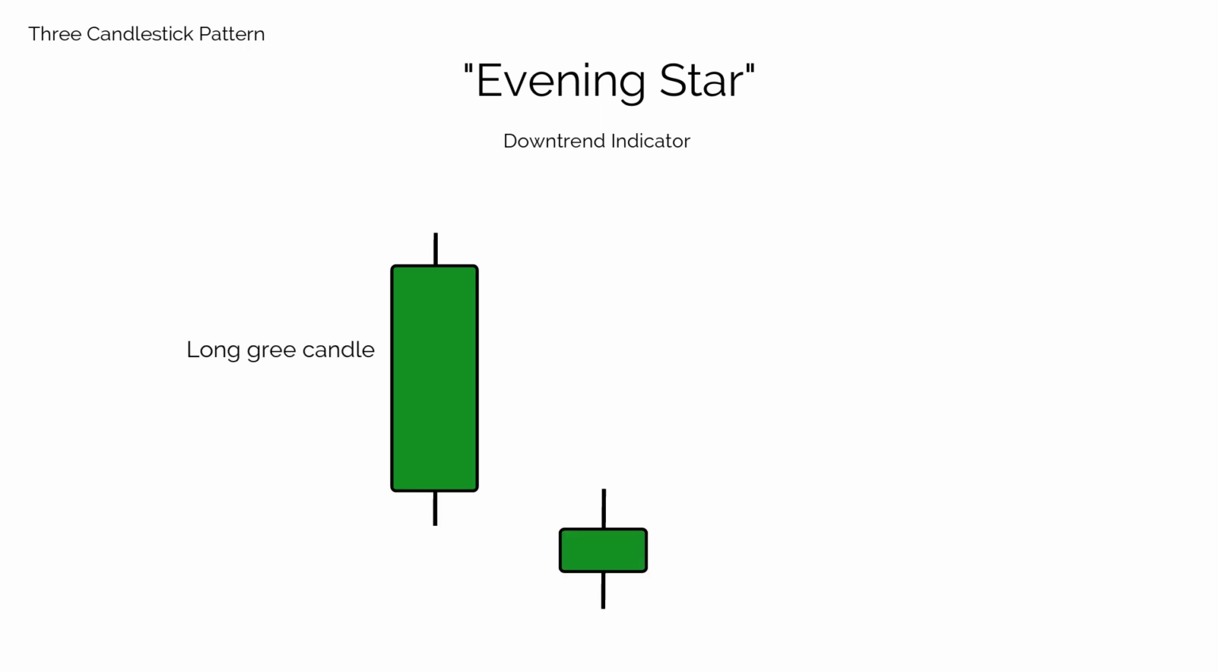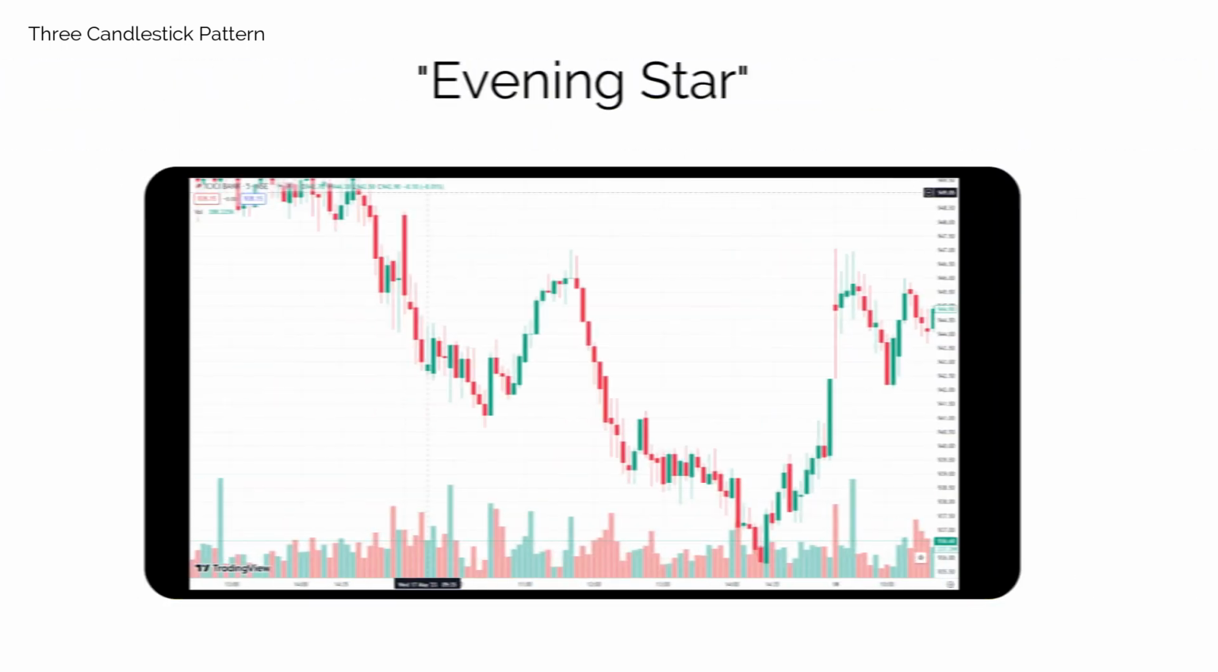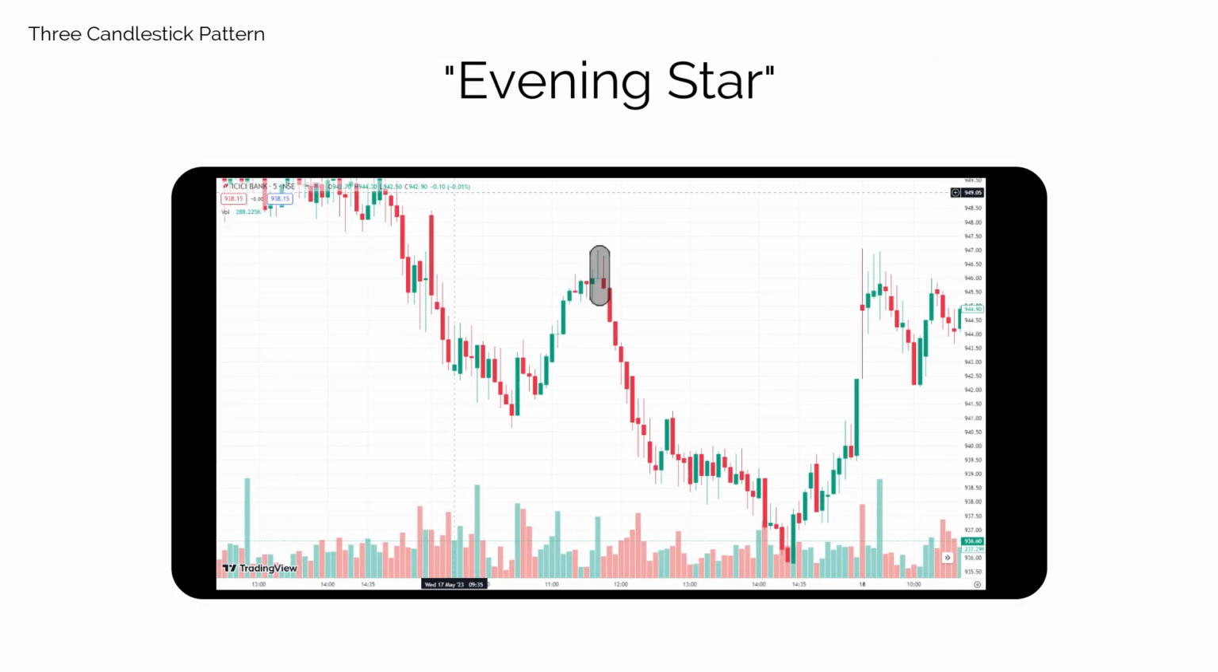Evening star is a downtrend indicator. Evening star is a long green candle followed by a small bullish or bearish candle and a long red candle. Evening star forms at the top of the trend leading to the trend reversal.